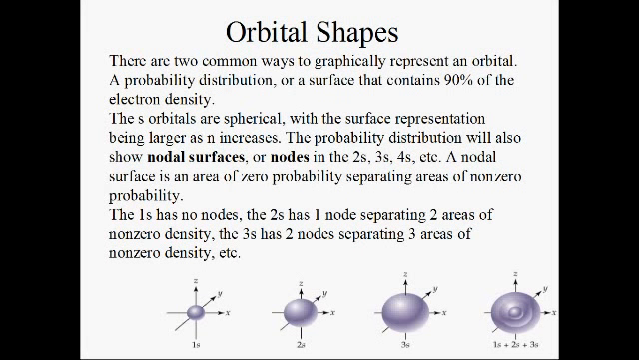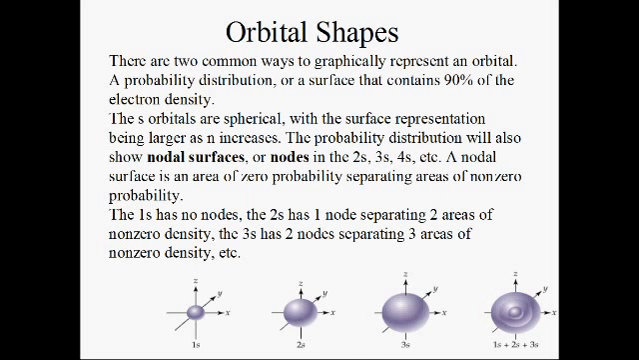The primary shape is given to us by the sublevel. So the sublevel gives us the primary shape. So s is spherical. The shape of s does depend on whether it's 1s, 2s, 3s.